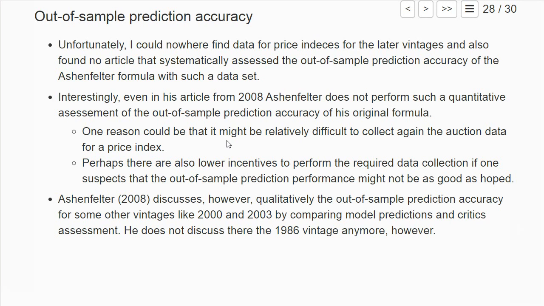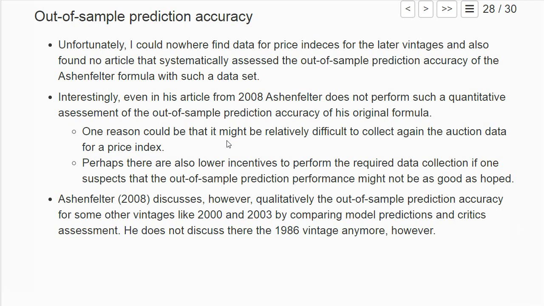And maybe it's also hard because the original price index was on auctions from 1990, but you basically had to use auctions for later years to assess later vintages, so that may have been problematic. But it could also be that there were not so high incentives to do this. Maybe Aschenfelter or somebody already suspected that out-of-sample prediction performance is not so good, and so he didn't collect the data. I don't know, actually.